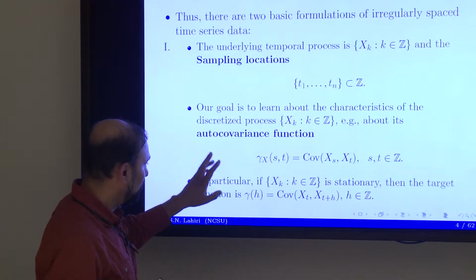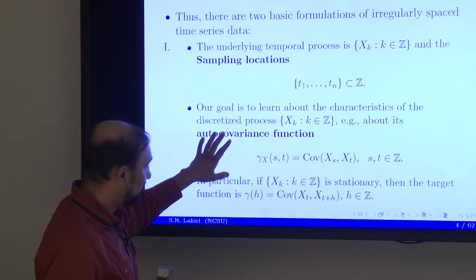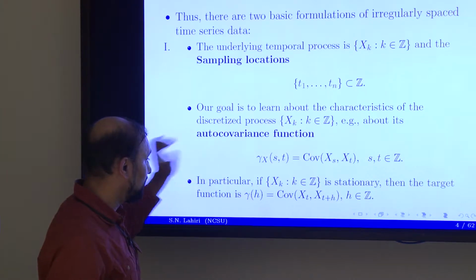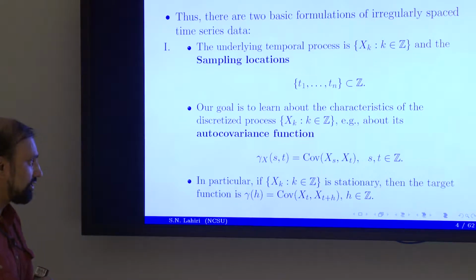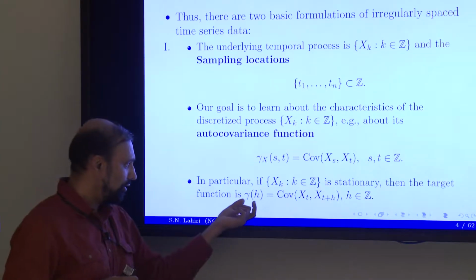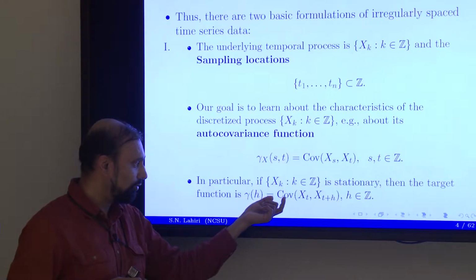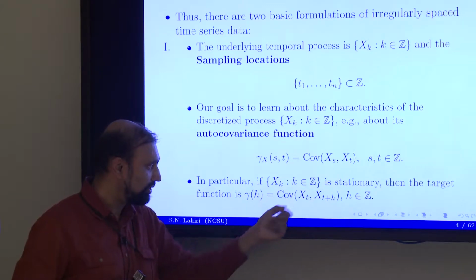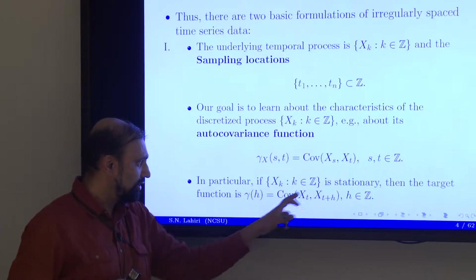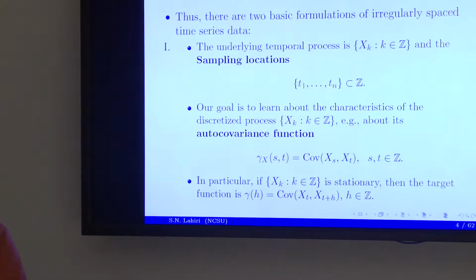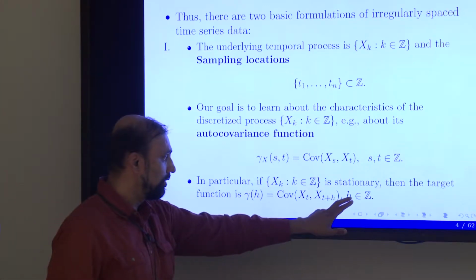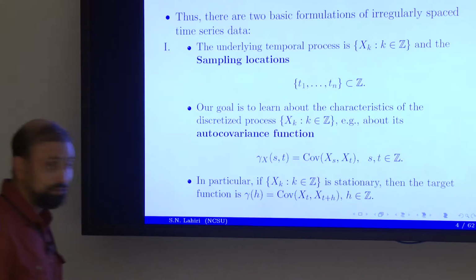For example, if you are looking at a second order characteristic like the autocovariance function, and you suppose that this underlying discrete process is stationary, then our target function would be something like the covariance between x of t and x of t plus h. This really doesn't depend on t, so this is just a function of h. You might want to learn about the autocovariance function there, supported on h running over Z.